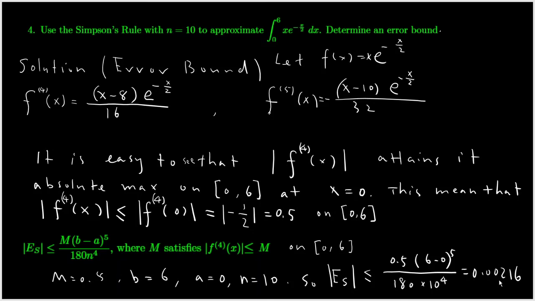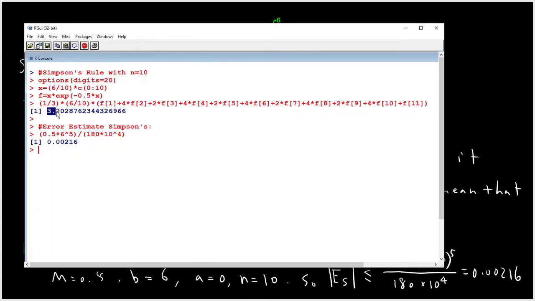Again, the interpretation of this number is as follows. The difference between the actual value of the definite integral and the estimated value of that using Simpson's rule, the difference between the two values is not more than 0.00216. This estimation is pretty good.